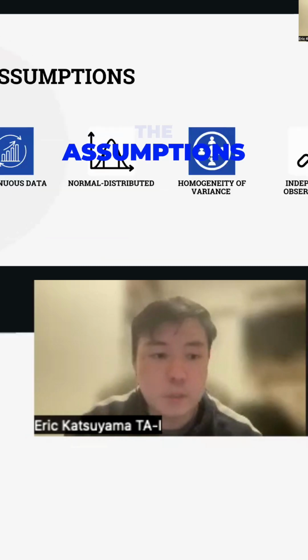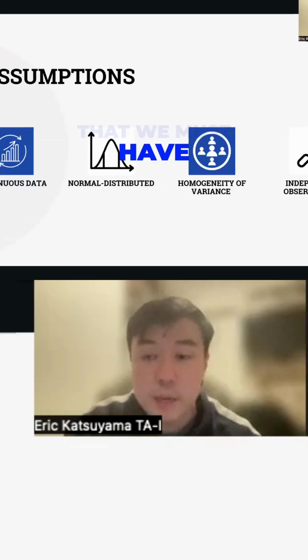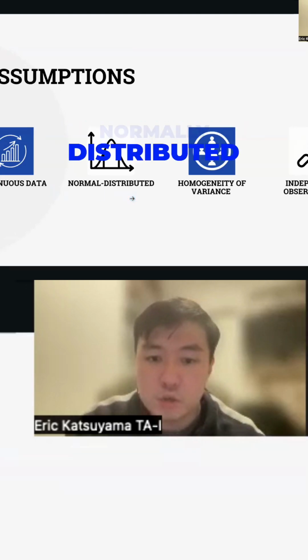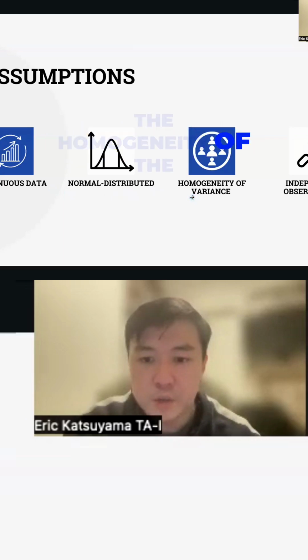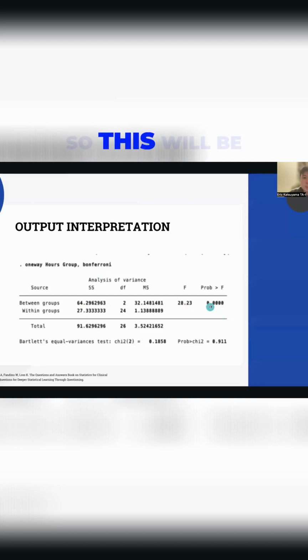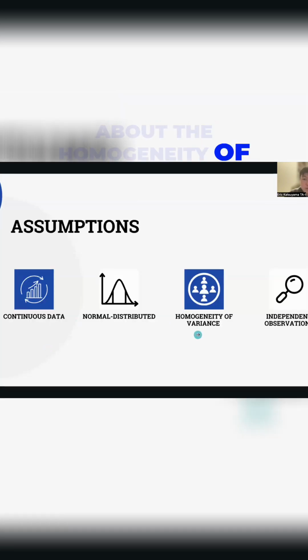And let's go to the assumptions. The first assumption that we must have is that the dependent variable has continuous data. Another thing is that our population must be normally distributed. We also must have homogeneity of the variance and independent observations. So this will be the output that you might have in the data. And here, when we are talking about homogeneity of the variance, we are talking about each group having similar variance among the participants of each group.